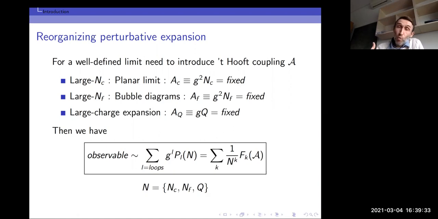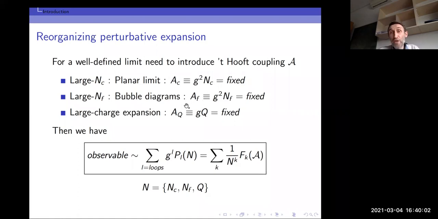And what happens automatically to have a well-defined limit, you have to define the so-called 't Hooft coupling, which is the product of the original coupling you had in your gauge series, say, times this large parameter n. For example, in the planar limit, it will be g squared times N_C, where g is the gauge coupling. And this parameter you are going to keep fixed. Or it can be just g squared N_F in the large N_F bubble diagrams limit.